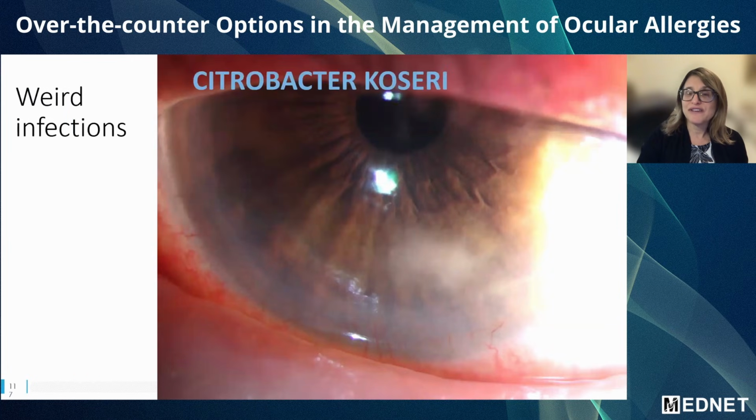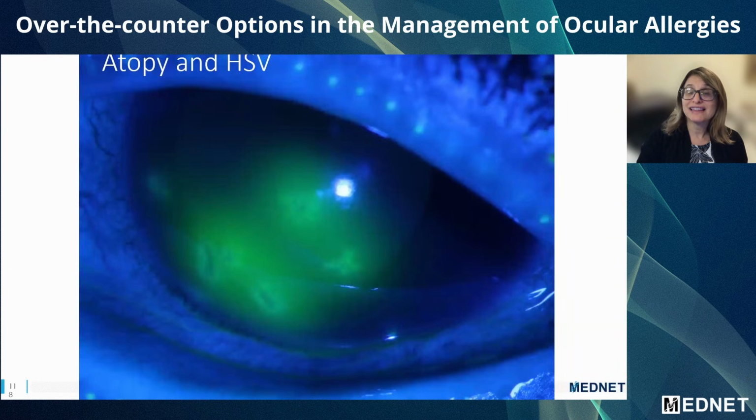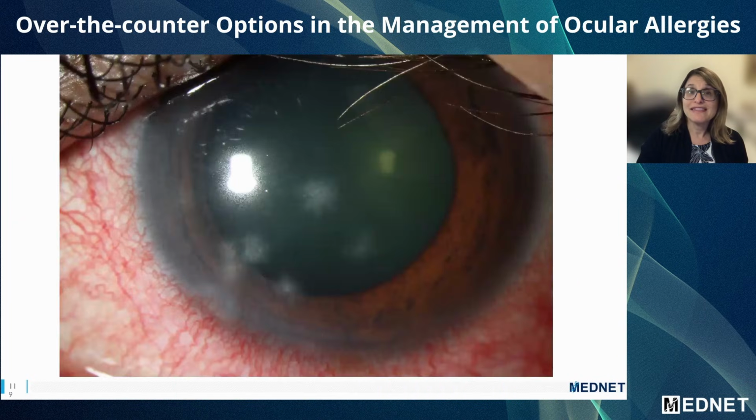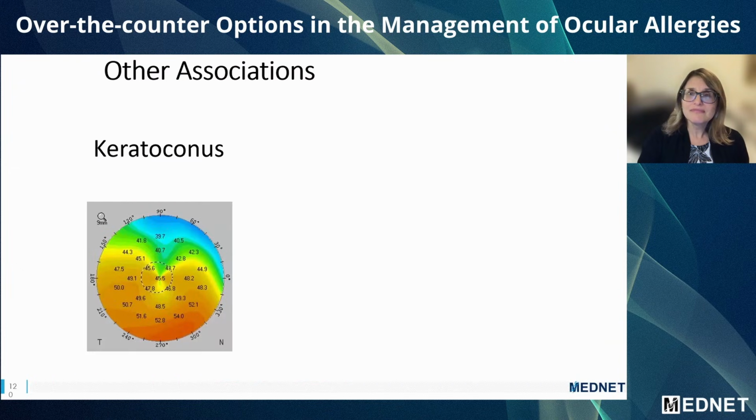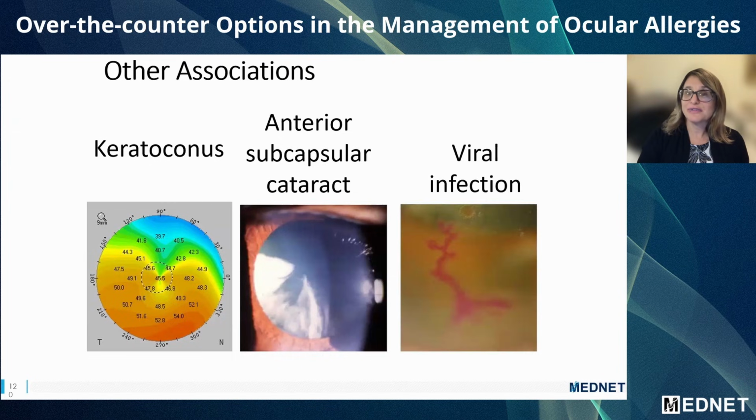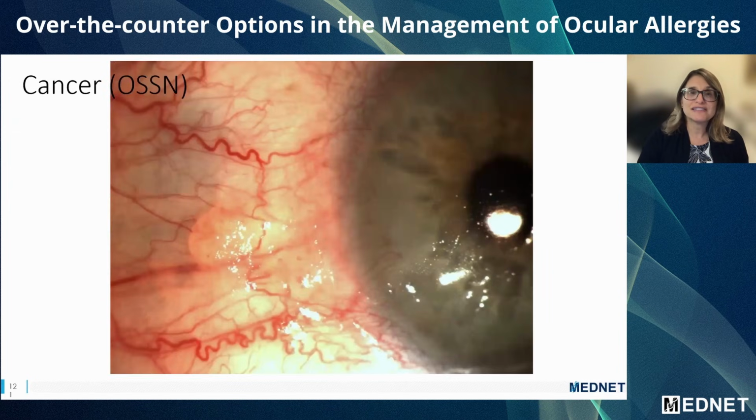You can also get weird infections. This is one of my atopic patients. They had Citrobacter infection, which is not a common infection in the eye. You can get herpes. You're more susceptible to herpes. It could be bilateral, multifocal. And these are the patients where instead of healing normally, like a dendrite often does, it heals with scarring because these patients are more likely to scar. Some other associations that can lead to vision loss, keratoconus, cataract, and again, we talked about herpes.